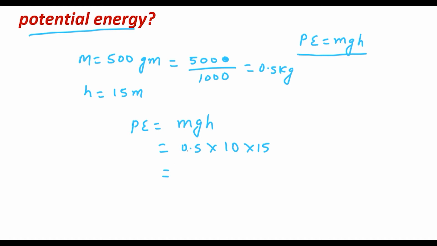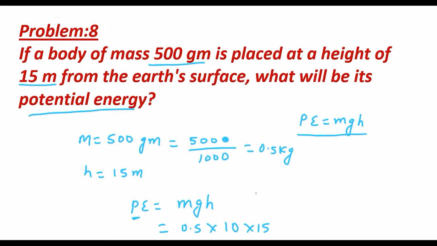it becomes 75 joule. The unit of potential energy is joule. So this is the required potential energy, that is 75 joule.